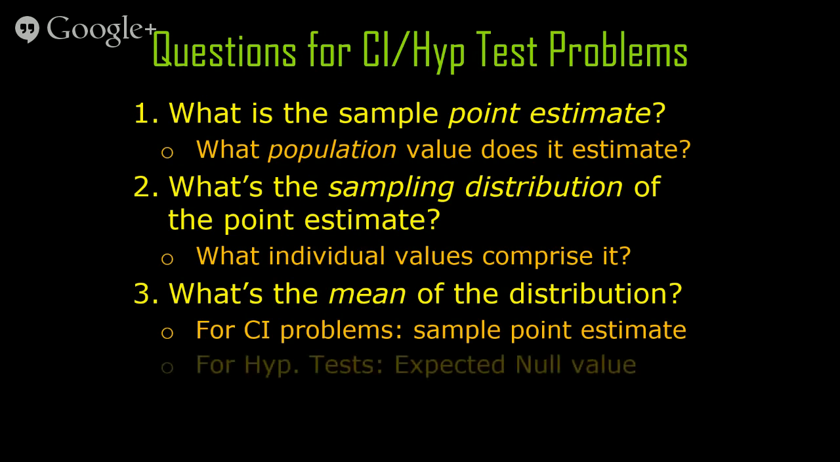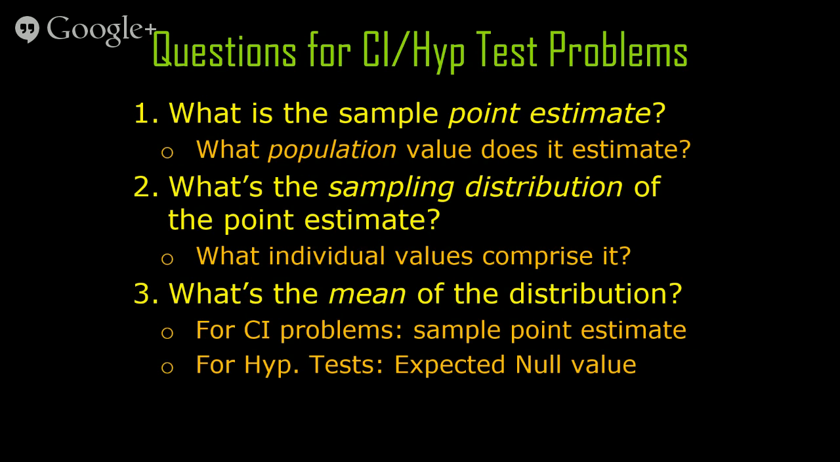But for hypothesis tests, we assume that the mean of the distribution of means is the expected value of the null hypothesis. Expected value means sort of like the mean. So if the null hypothesis mean that we're comparing our sample mean to is like 12, well then the mean of the sampling distribution of means is 12.